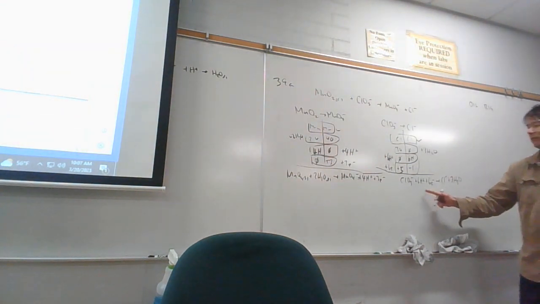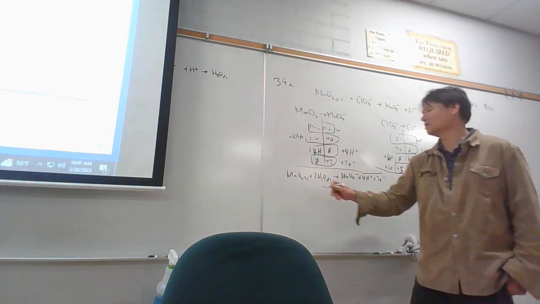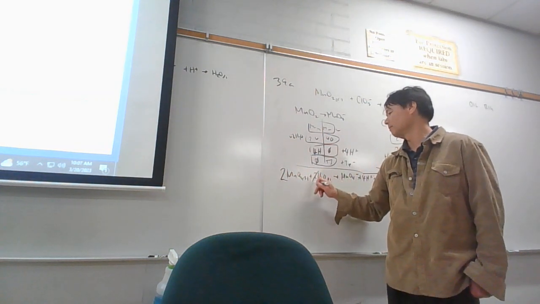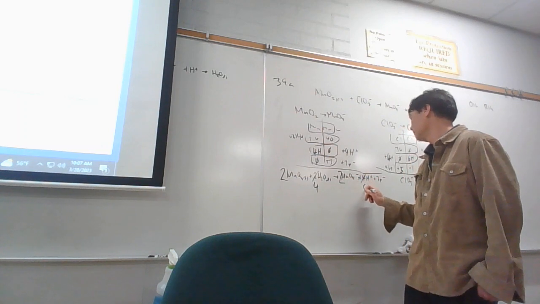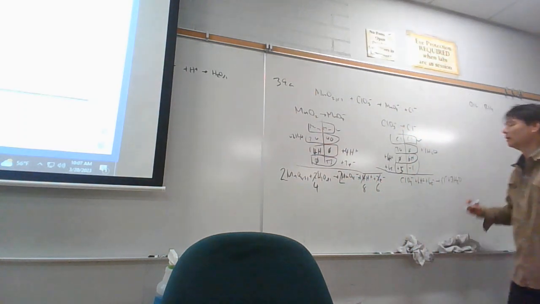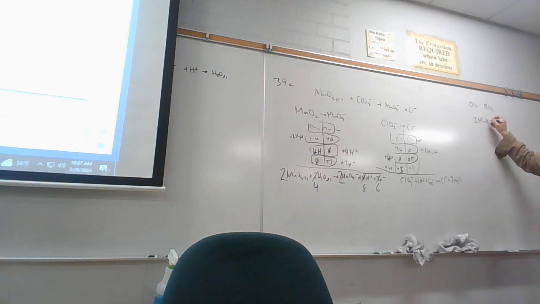Okay, so we'll add it up. I have 3 electrons here, 6 electrons here, so this one I'm just going to multiply by 2. So this is going to give me 2 MnO2 solids plus 4 H2O liquids plus chlorate, ClO3 minus, plus 6 H+ plus 6 electrons yields 2 permanganate plus 8 H+ plus 6 electrons plus a chloride plus 3 waters.